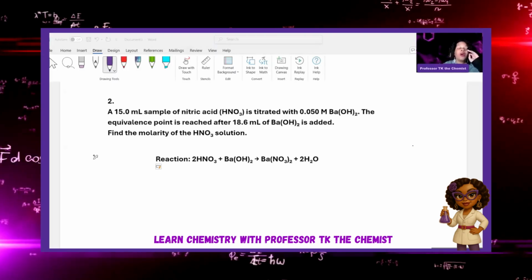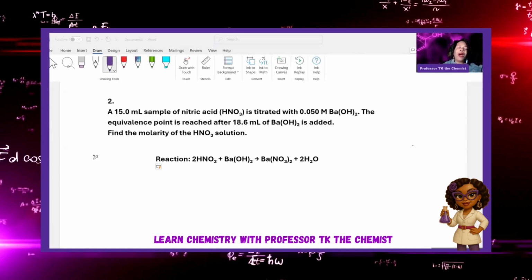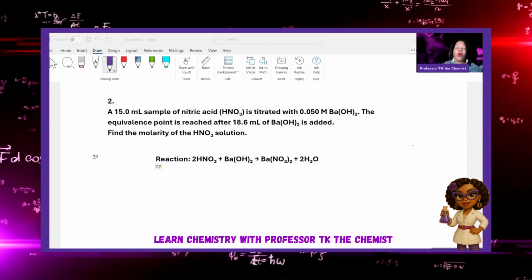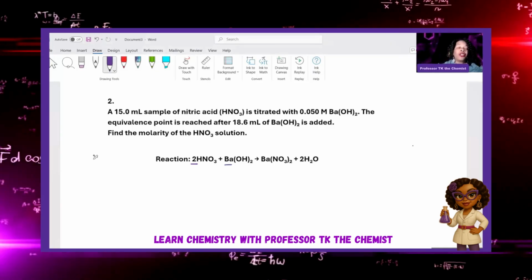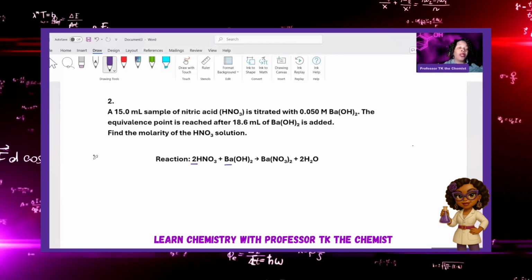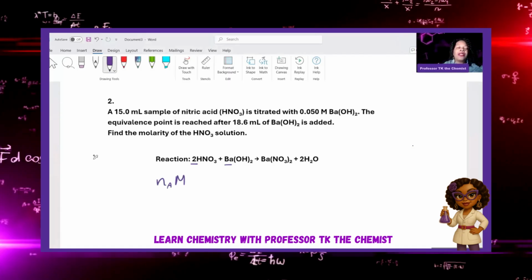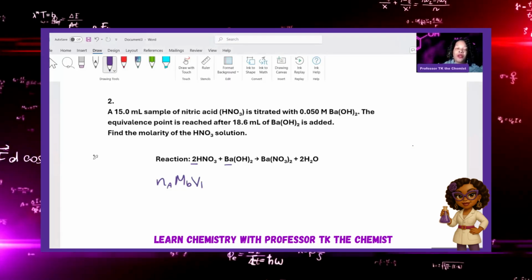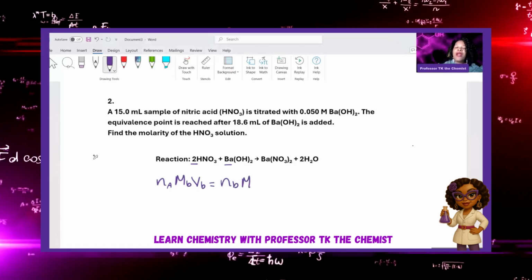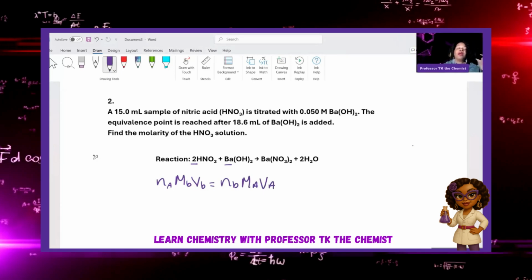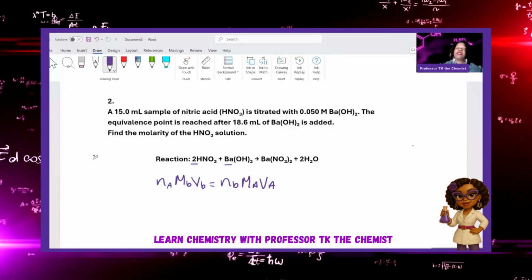All right, here we go. In this problem, it is already balanced, but I also noticed that my ratios are not 1-to-1. Anytime you look at your coefficients, based on the acid and the base, if they are not a 1-to-1 ratio, then you're going to use the following formula. You take the moles of your acid times the molarity of your base times the volume of your base, and say that's equal to the moles of your base times the molarity of your acid times the volume of your acid. You're going to rearrange the problem to look for your unknown of one of those 6 variables.